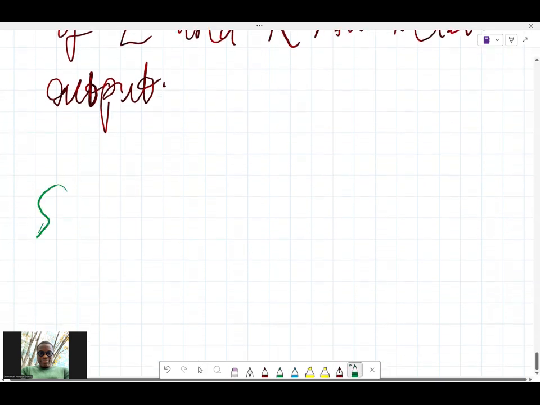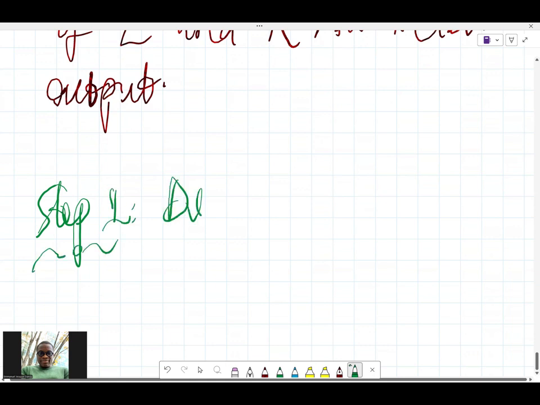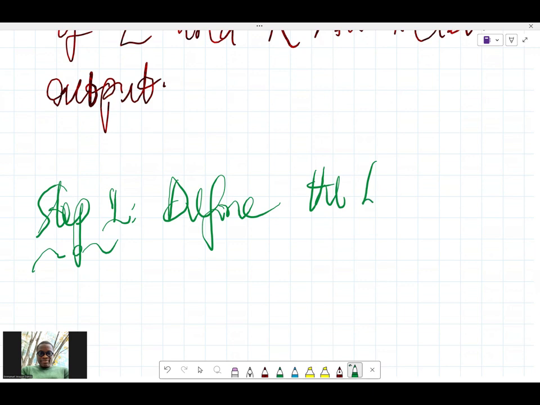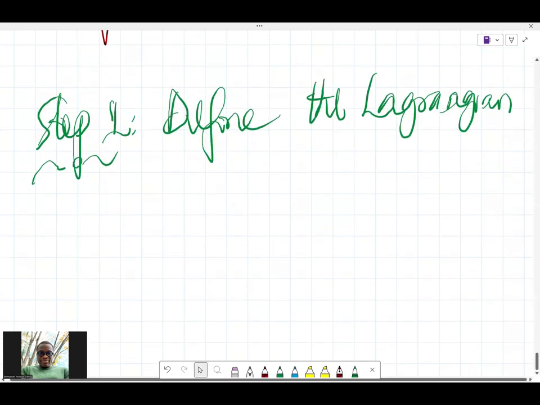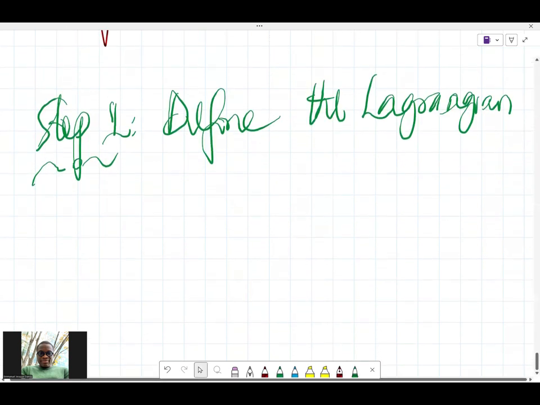Okay, so again, let's go for step one. Step one, we define the Lagrangian. We could do it the way we did before, but maybe this is another approach. It will still amount to the same thing as what we did before, so if you go through the same steps as before, it's okay.